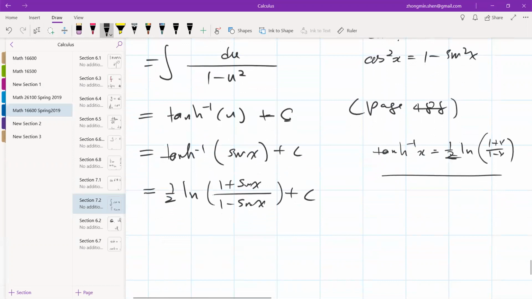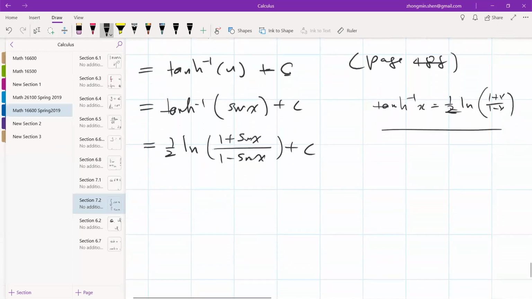What I'm gonna do, I'm gonna continue to modify it. I just try to show you, because sine, cosine are all related, that's the reason the same function can be expressed in many different forms, okay? So here's a standard trick. I multiply the denominator by its conjugate.